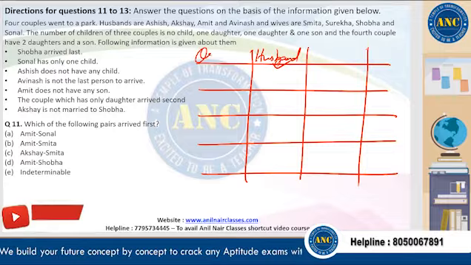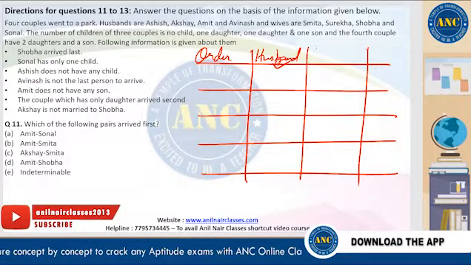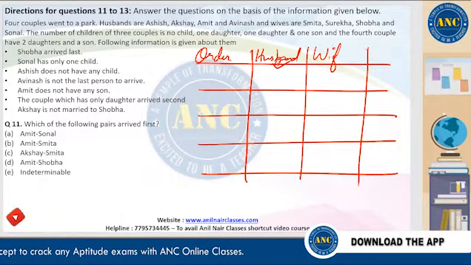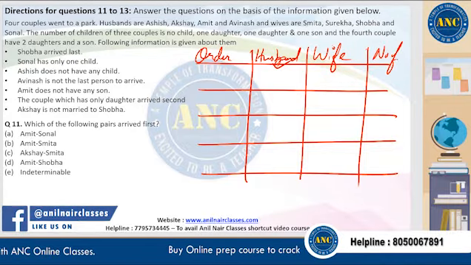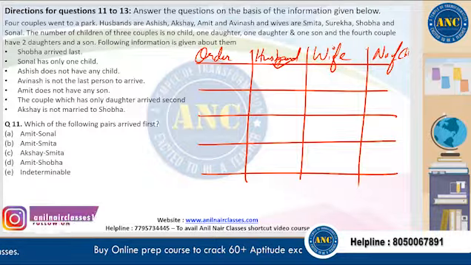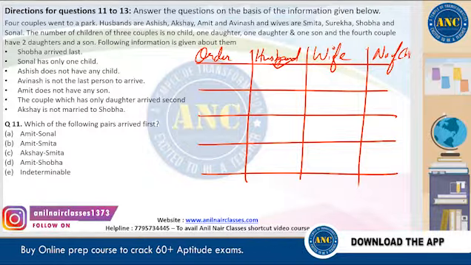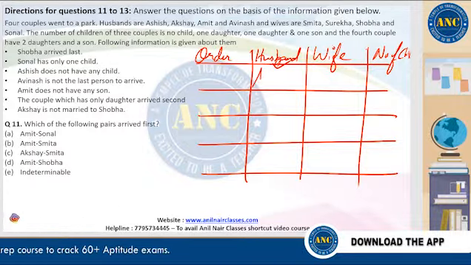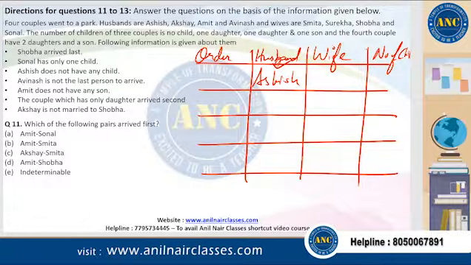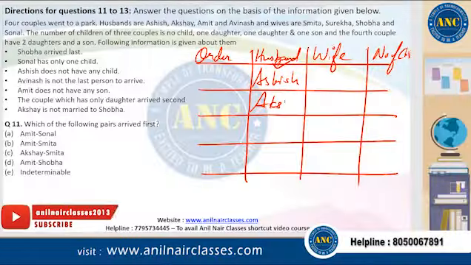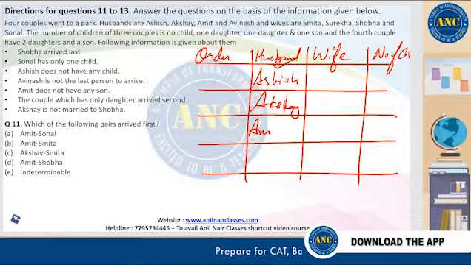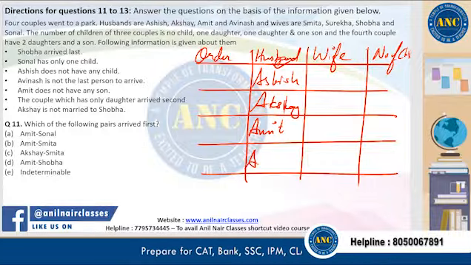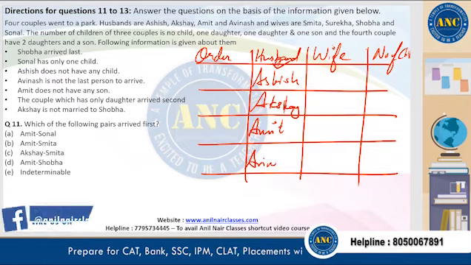I will put the order here. We'll put the wife names, their respective spouse's name, and the number of children. So we'll start with the names of the husbands. Let's just fit that. Ashish, we have Akshay, we have Amit, and we have common names, huh?